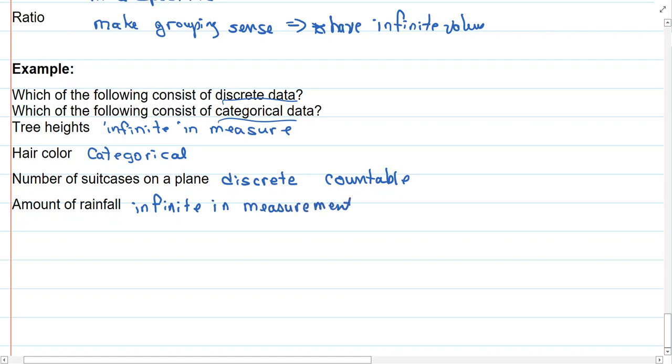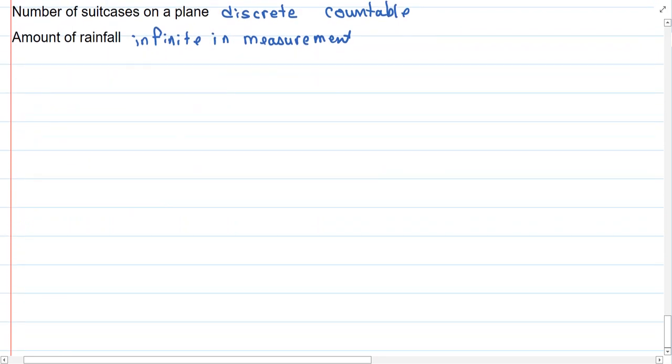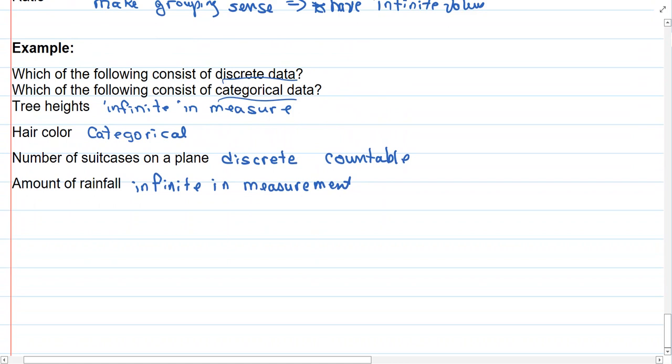There we go. Getting a handle on this vocabulary. You're doing great. And that takes care of this section. Now you can do the homework.